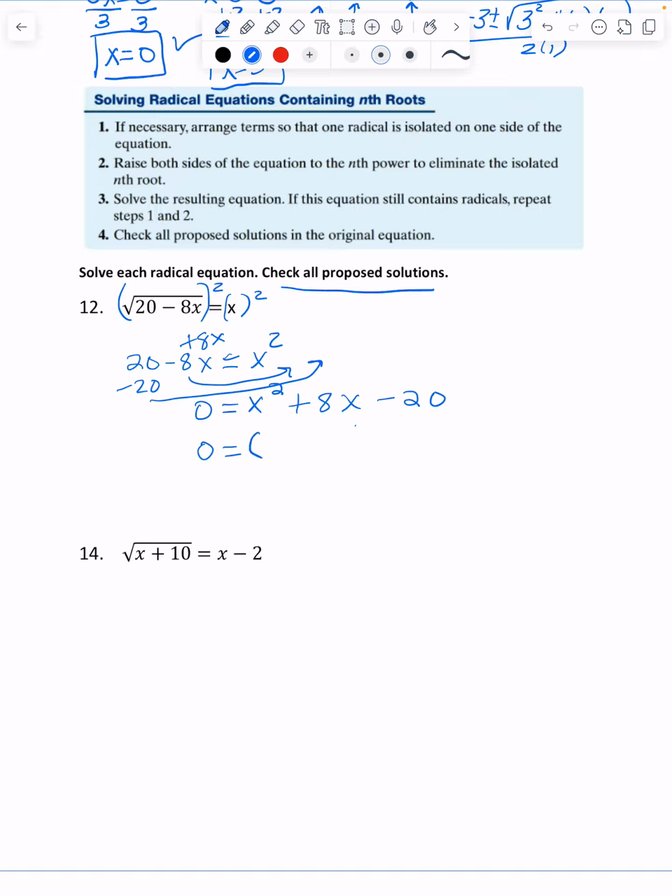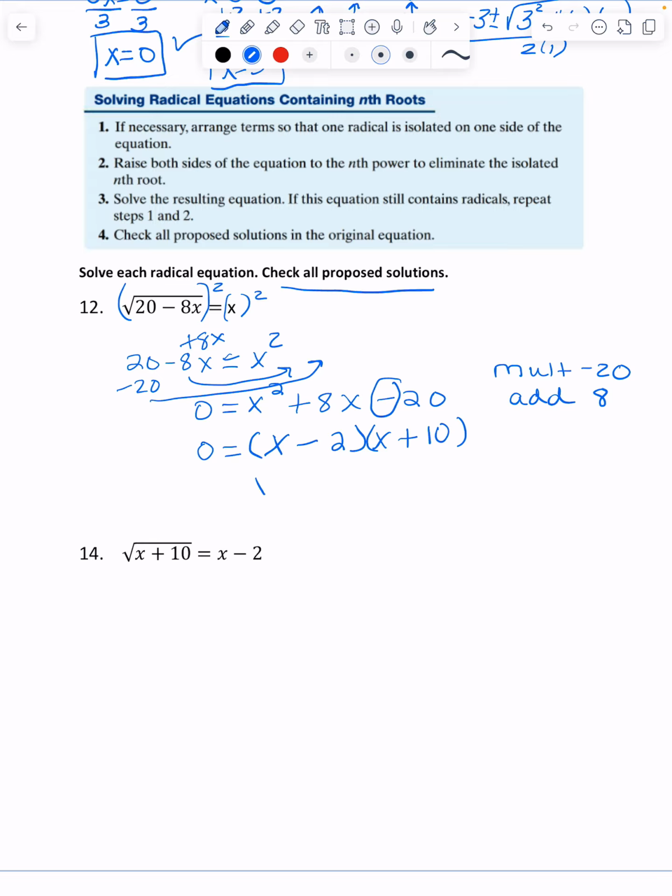This is an easy trinomial, does not have a greatest common factor. X squared breaks down into x and x. With our easy trinomials, if the third term is negative, it's plus minus, and we're looking for two numbers that multiply together to give me negative 20, but add together to give me positive 8. Can you think of two numbers? What about a positive 10 and a negative 2? When I multiply those together, I get negative 20. When I add them, I get positive 8. So that is the correct factorization.